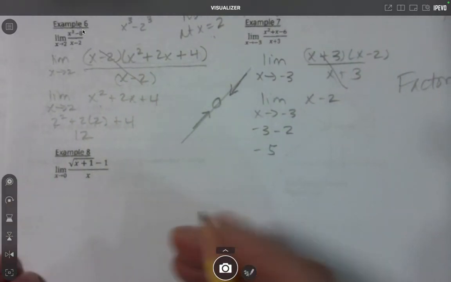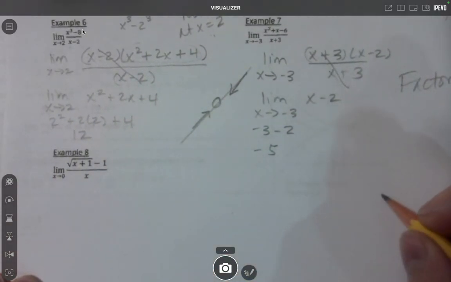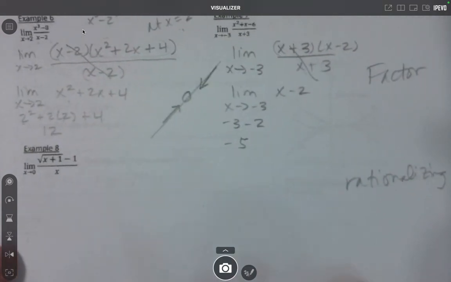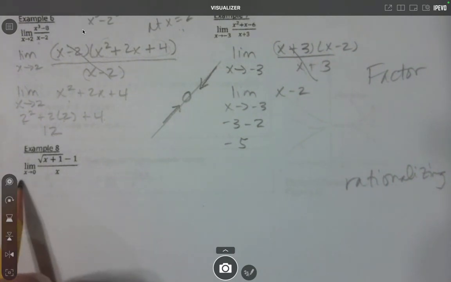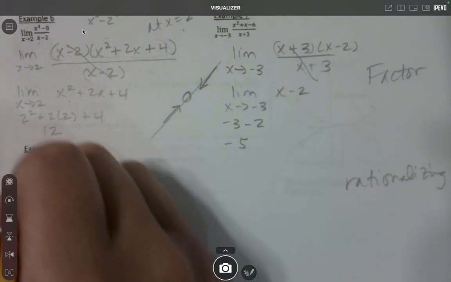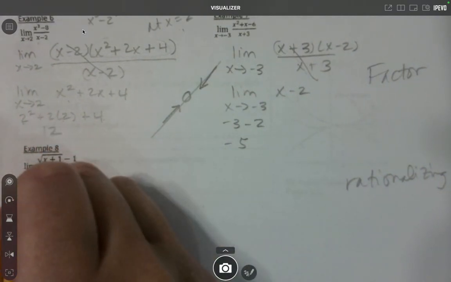I have a square root. So what I want to think about is rationalizing. So basically multiplying it by the conjugate. So instead of rationalizing the denominator, we're rationalizing the numerator. If we can't directly substitute, I always check that first. So this is a limit as x approaches 0. I can't put 0 in the denominator. So I am going to have to go ahead and do this strategy.